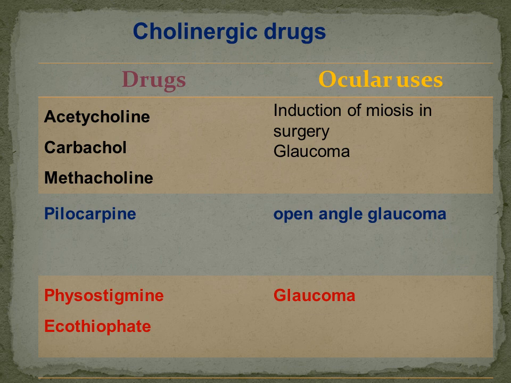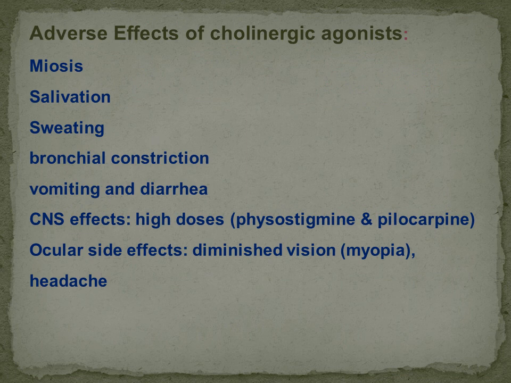All these drugs are cholinergic drugs. Adverse effects of cholinergic agonists are: number 1, miosis; number 2, salivation; number 3, sweating; number 4, bronchial constriction; number 5, vomiting and diarrhea; number 6, CNS side effect, which in high doses occurs with physostigmine and pilocarpine. Ocular side effects: diminished vision, I mean myopia, and headache.